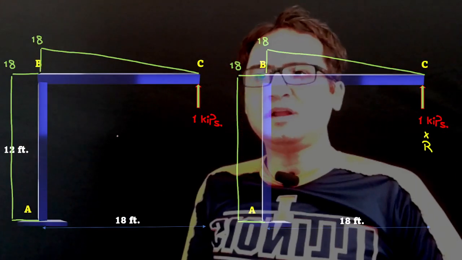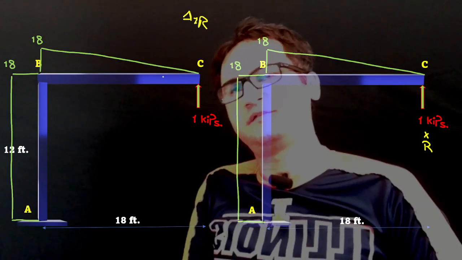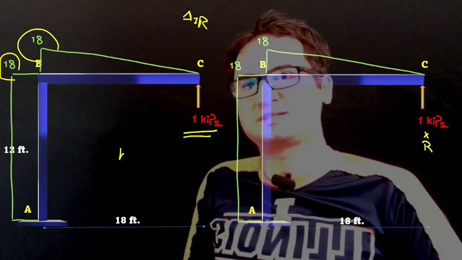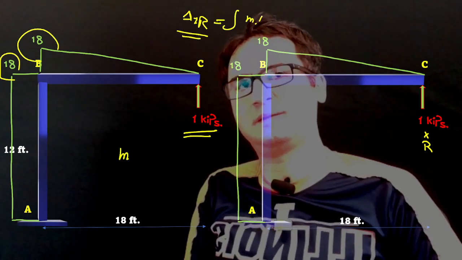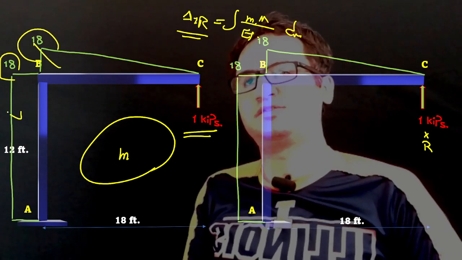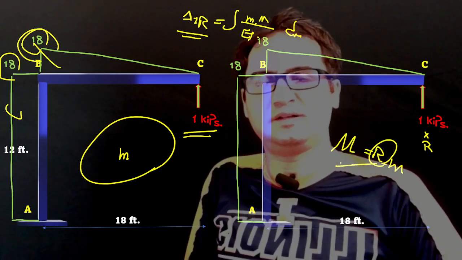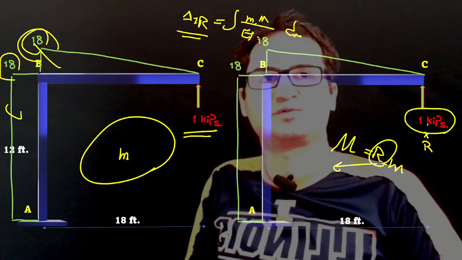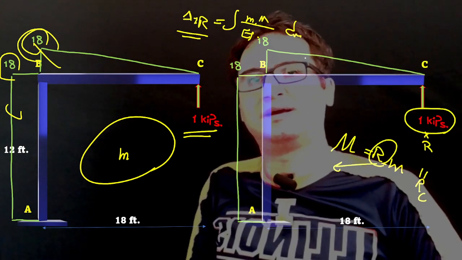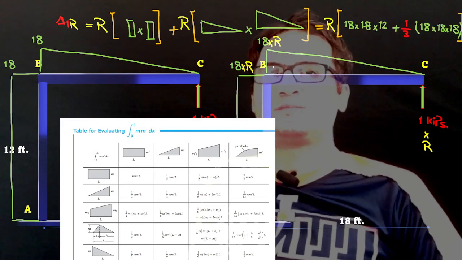Then we move to the second part, the calculation of delta 1R. The first part remains the same, just the virtual moment of 1 kip. Again, this is small m capital M over EI times dx. Small m remains the same as before, a triangle with a rectangle of the amount of 18. But the real moment is nothing but the redundant or unknown force at C times the same amount, so we have R times 1 kip, which gives us RC, and 18 times R for both of these parts.